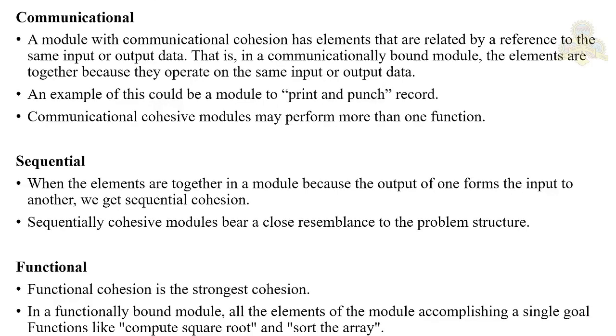The last one is functional. The functional cohesion is the highest or the strongest cohesion. For example, if you consider a module wherein you calculate the Fibonacci series or factorial, or sorting of the array, we say that these types of functions have functional cohesion. That means the elements in these modules define and accomplish a single goal. This type of modules we call functional cohesion.